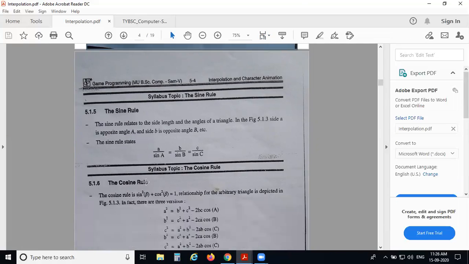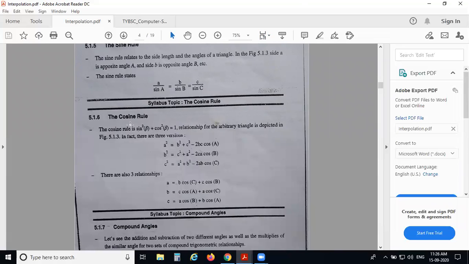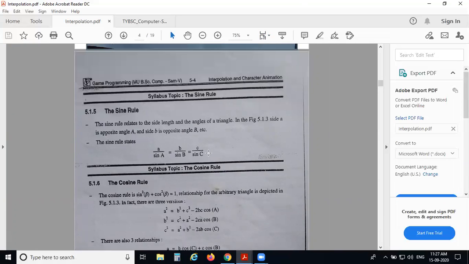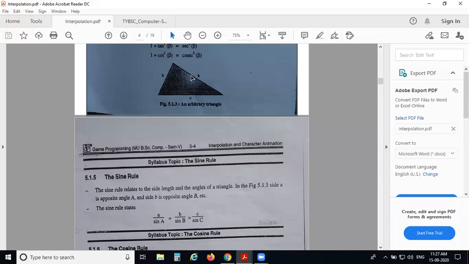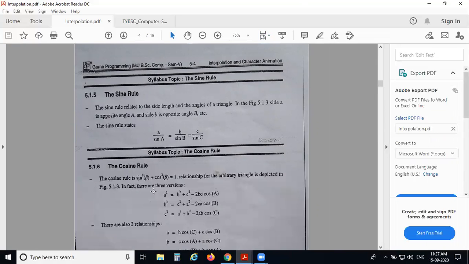Okay, this is the sine rule. Then the cosine rule. The cosine relationship for an arbitrary triangle is depicted in the figure. In fact, there are three versions. By using this diagram, that is the triangle having the sides A, B, C, and the angles A, B, and C, the cosine rule is used as follows.